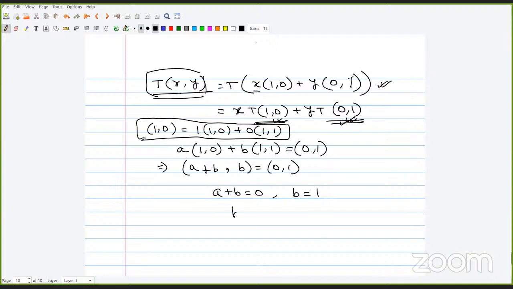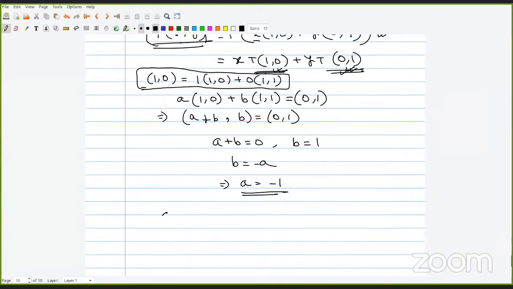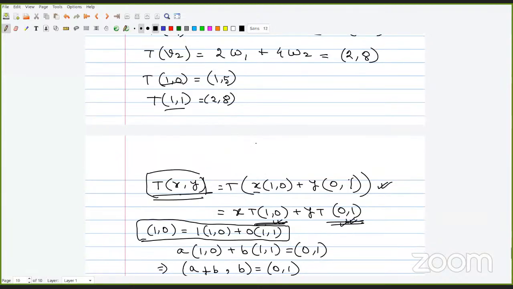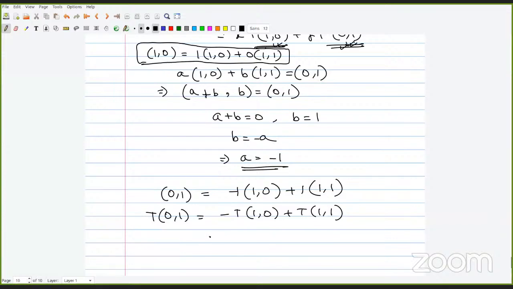So b is 1. Now I put b equal to minus a, so a equals minus b, so a equals minus 1. What I get here is that (0, 1) is basically minus (1, 0) plus 1 times (1, 1). So T of (0, 1) is minus T of (1, 0) plus T of (1, 1). T of (1, 0) is (1, 5), which we found earlier, and T of (1, 1) is (2, 8). So this is 2 minus 1 = 1 and 8 minus 5 = 3. So T of (0, 1) is (1, 3).